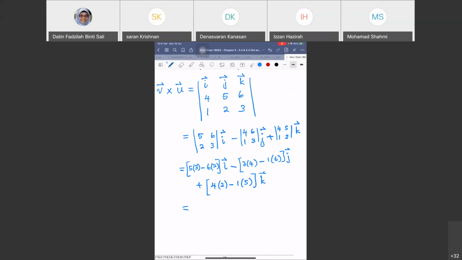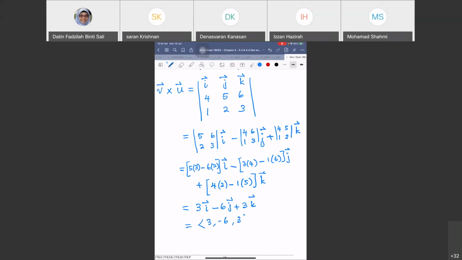Now you start multiplying and computing. So 15 minus 12, that is 3i. Minus, 12 minus 6, so that is positive 6, so 6j. Plus, and then 8 minus 5, so that is positive 3, so it will be 3k. If everything is correct until here, you get the correct answer and full marks for that. I just want to write the last one; this is optional.